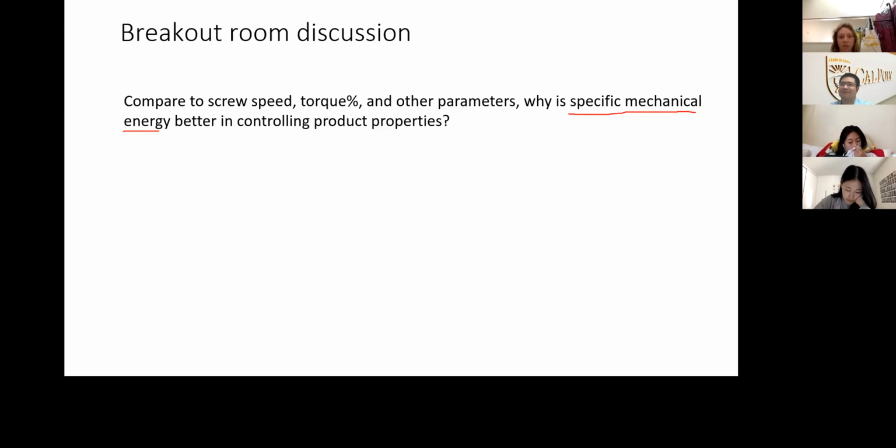If you just calculate the SME, then that's more beneficial than trying each and every one. Yeah, that's a good answer. What else? What do you think? Any other thoughts?